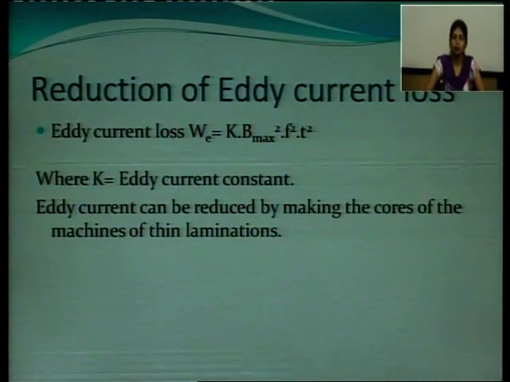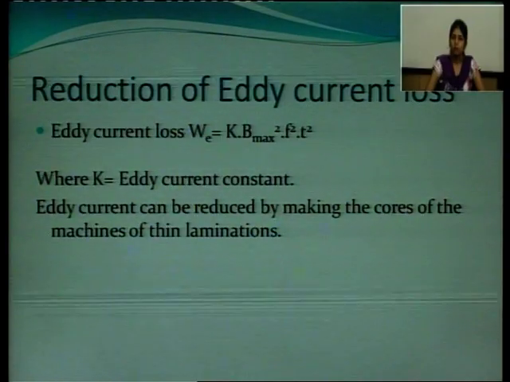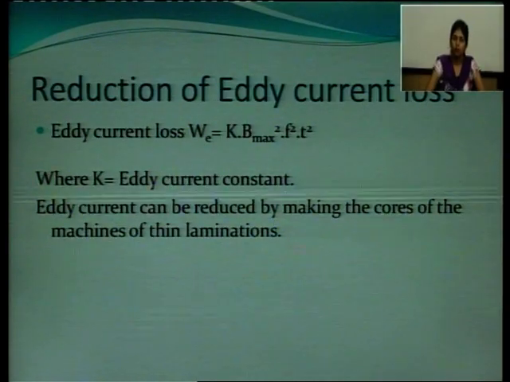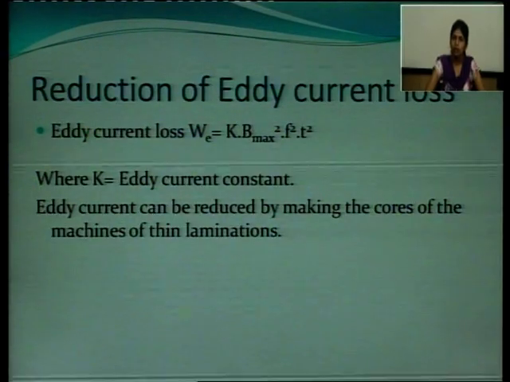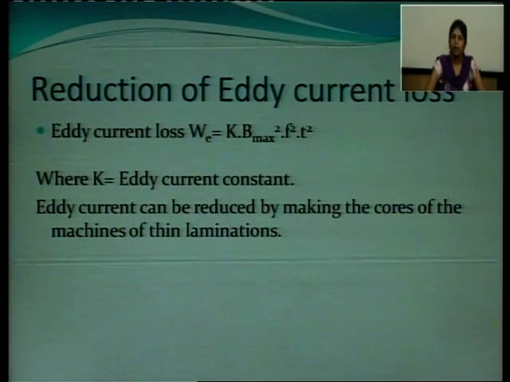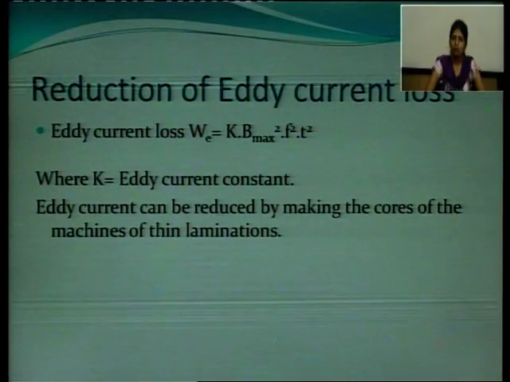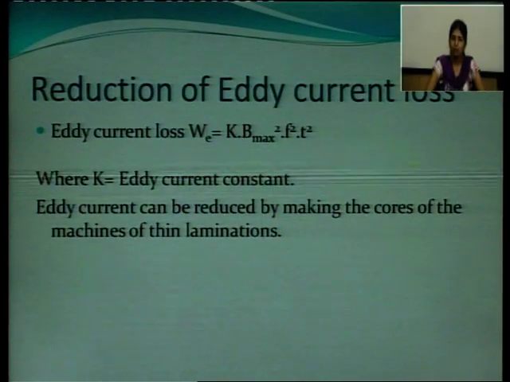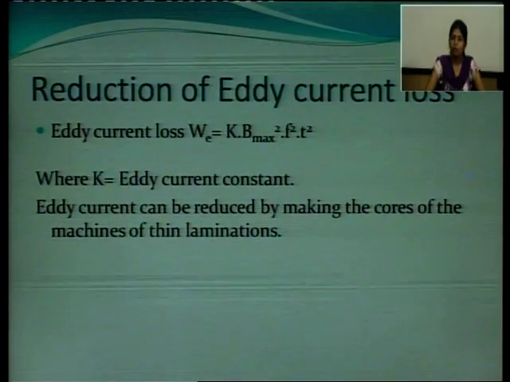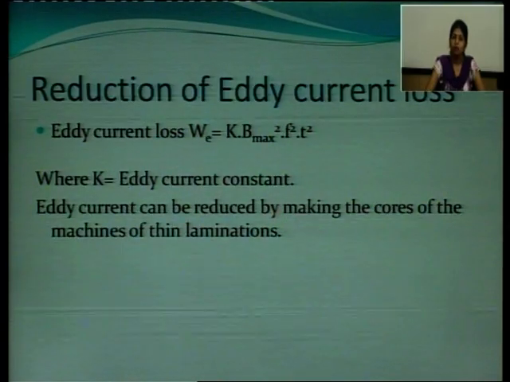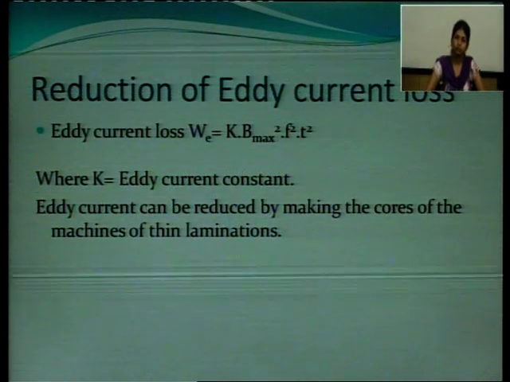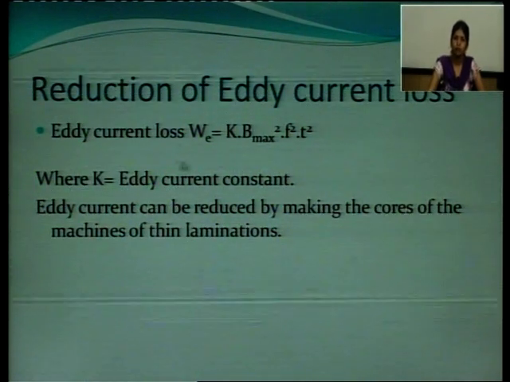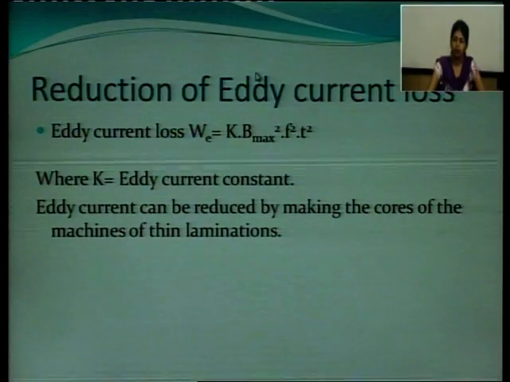Now next is how we can reduce the eddy current loss. Eddy current loss is directly proportional to flux density square, frequency square and the thickness square of the sheet, where K is the eddy current constant, and it can be reduced by making the cores of the machine of thin laminations. So in this way we can reduce the eddy current loss.